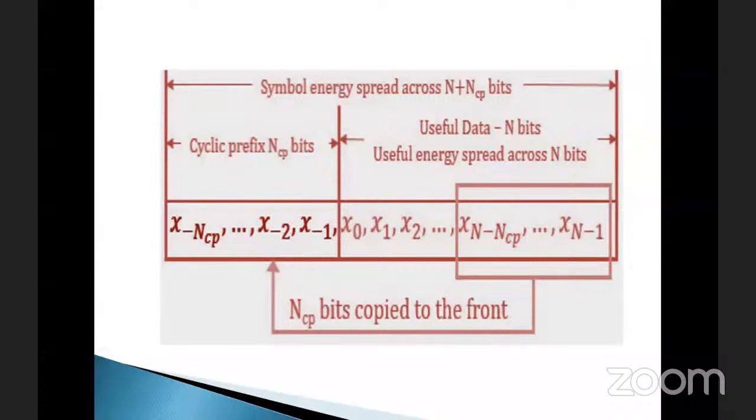When I am receiving, if there is an intersymbol interference, because I know very well that the last part is joining with the first part, my idea is I don't decode the first part of my frame. I start my decoding only after the cyclic prefix. That's how I can avoid the intersymbol interference in OFDM.